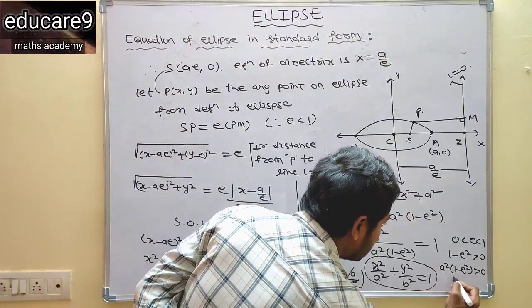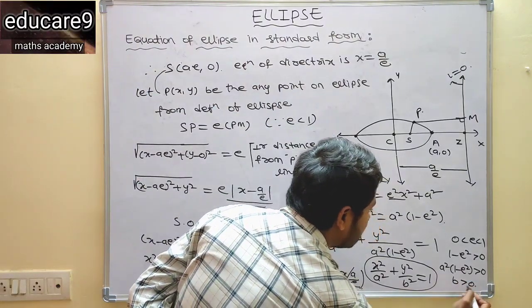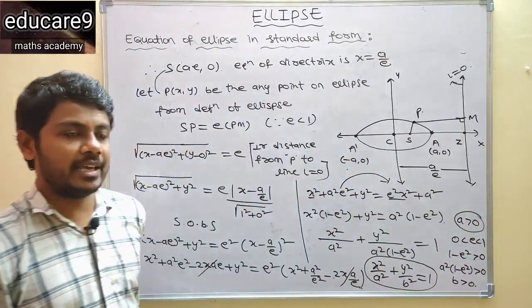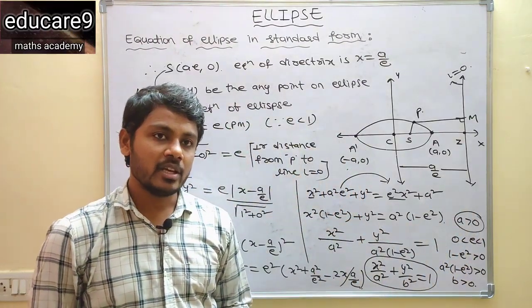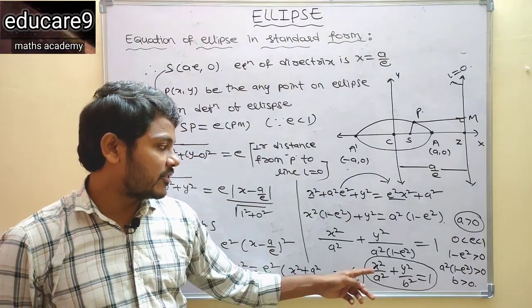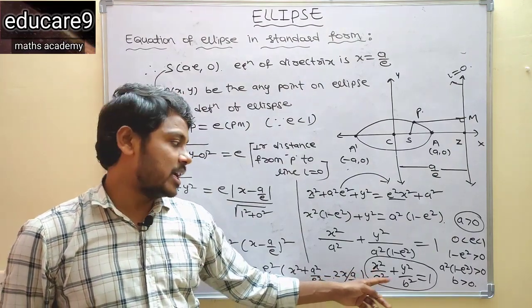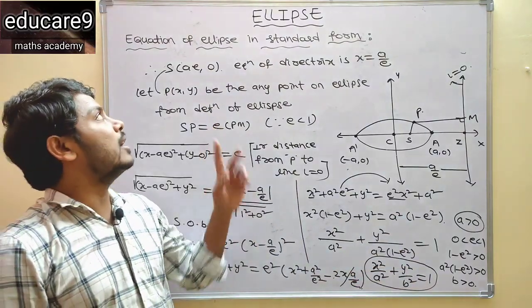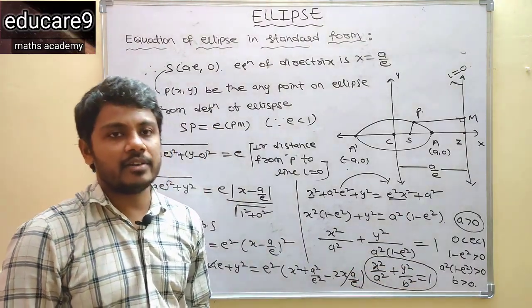Here b is greater than 0 and a is also greater than 0. a is greater than 0, b is greater than 0. In that case, the equation of ellipse is x square by a square plus y square by b square equals 1. So this is the equation of ellipse in standard form.